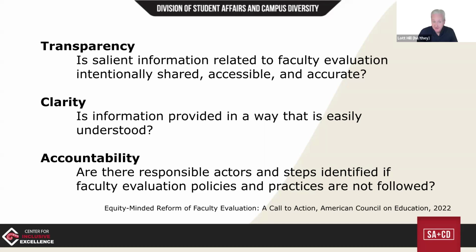In the area of transparency, ACE asks us to consider, is salient information related to faculty evaluation intentionally shared, accessible? Consider if there may be any salient information or expectations which evaluators know that may not be available or obvious to candidates. Clarity. Is information provided in a way that is easily understood? Is there ambiguity that could invite bias, guessing, and misinterpretation? Consider where there may be ambiguity or where there is room for interpretation and how that may leave room for bias.